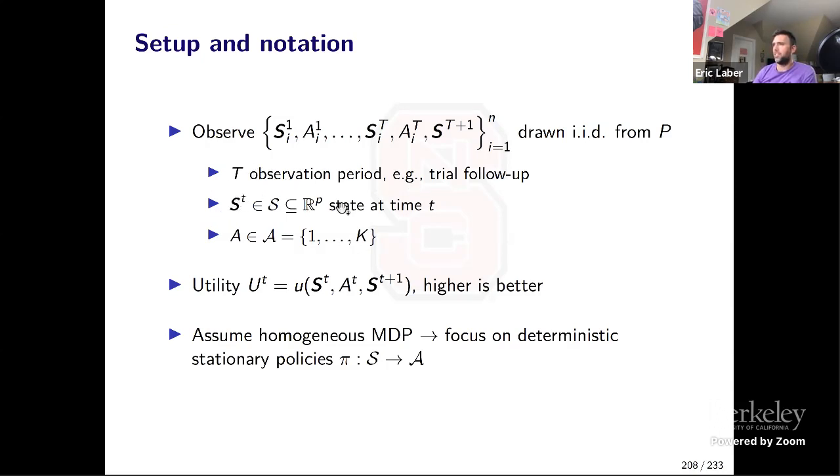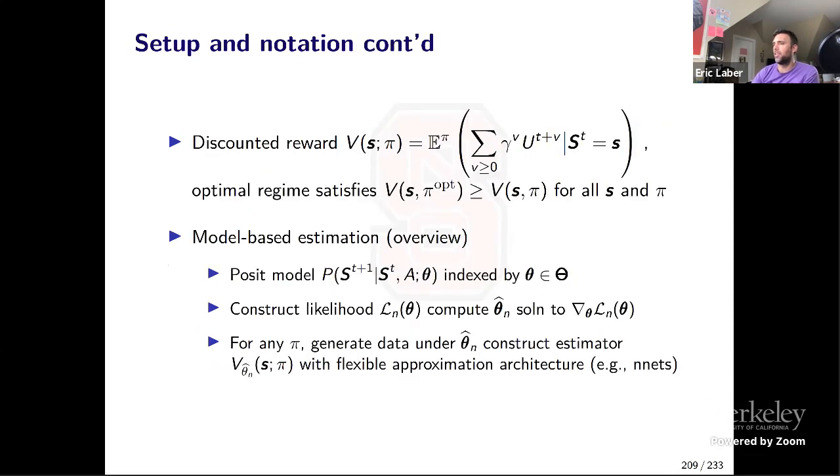And again, S_t is the state, A is the set of actions, which here I'll just assume are 1 through K. And the utility is some function of state, action, and next state, coded so that higher is better. And we'll assume everything's homogeneous and Markov, and we'll focus on deterministic stationary policies, pi, which map states to actions. Okay, so this is the setup. And again, I won't go through the technical conditions. I just want to give one idea here.